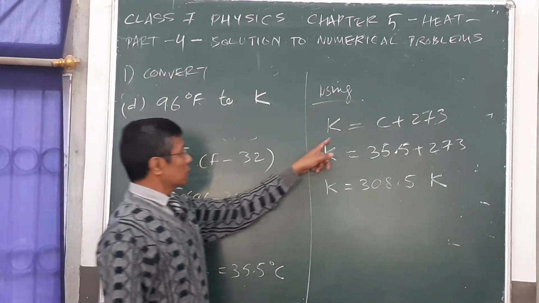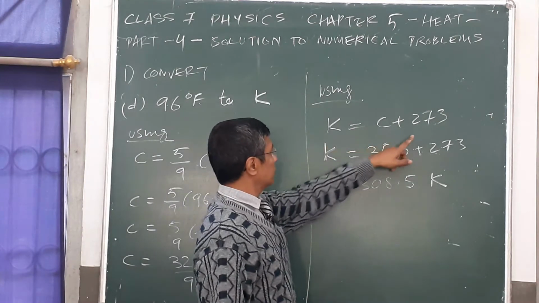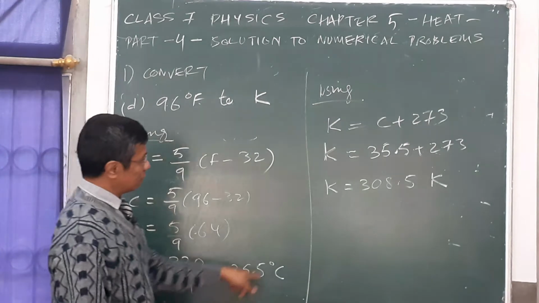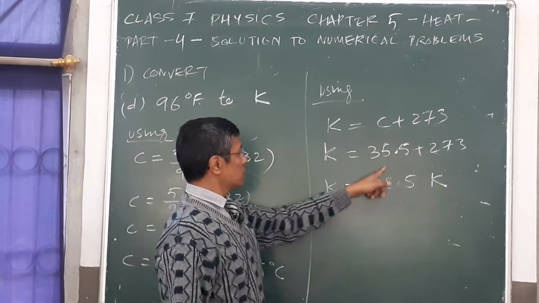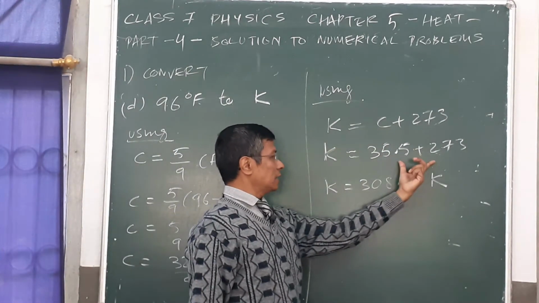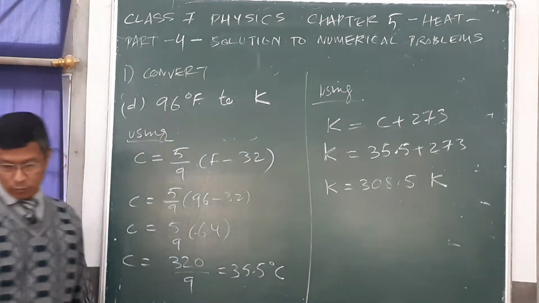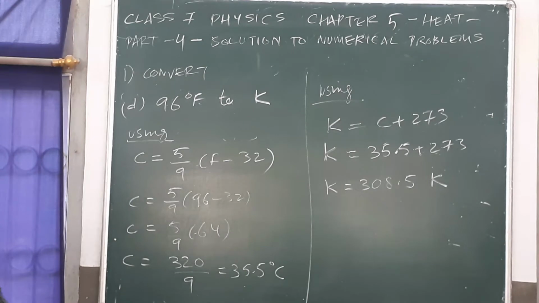Now, we will use the formula K is equal to C plus 273, and the value that we got earlier, C is equal to 35.5, we will substitute in place of C as 35.5, add these two values, and we will get the answer in Kelvin scale, which is 308.5.